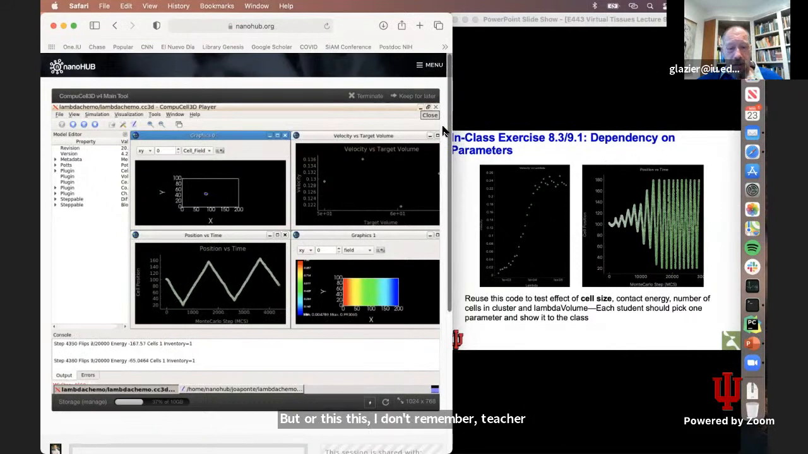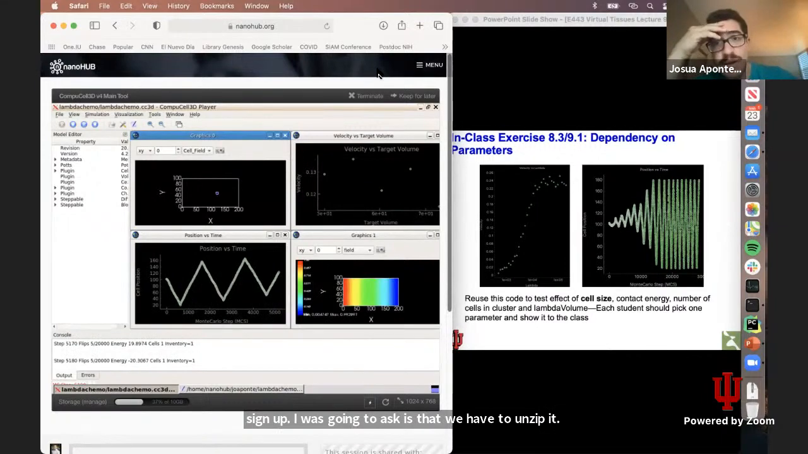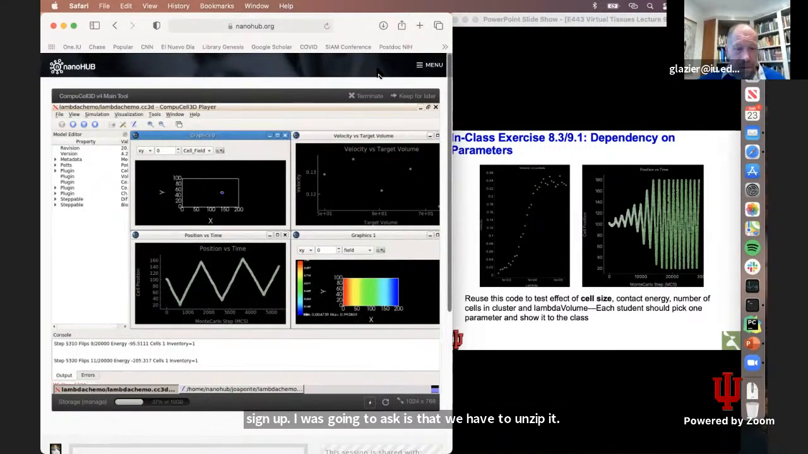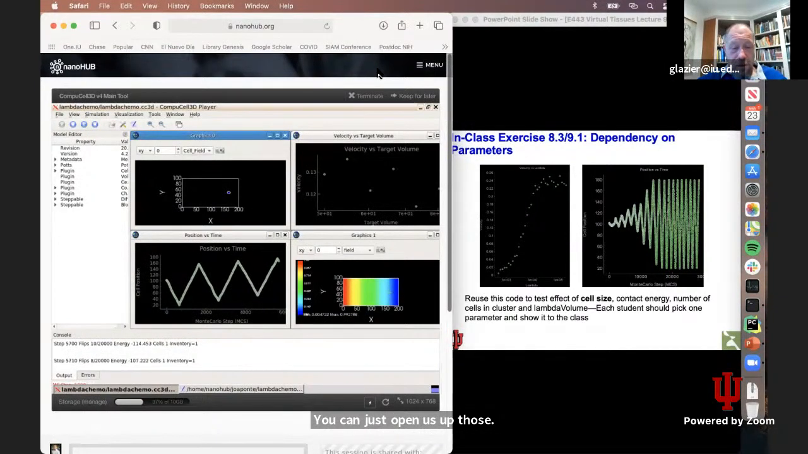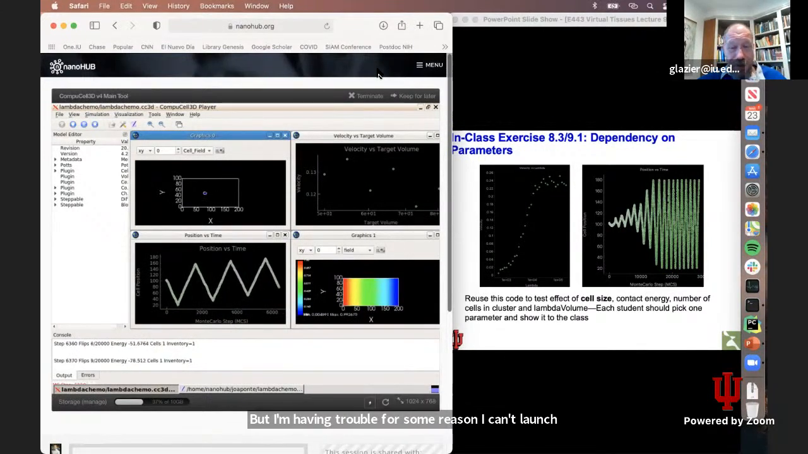TJ, is that the current version of Compucell? TJ isn't on it. TJ signed up. I was going to ask: do we have to unzip it by hand, or do you just open it in Twedit? You can just open it in Twedit. It does, yeah. Earlier versions of Compucell didn't have that, but it should work. I can't launch Jupyter Notebook to do the upload. So I'm the one who's holding things up, but we should make sure everybody's able to.